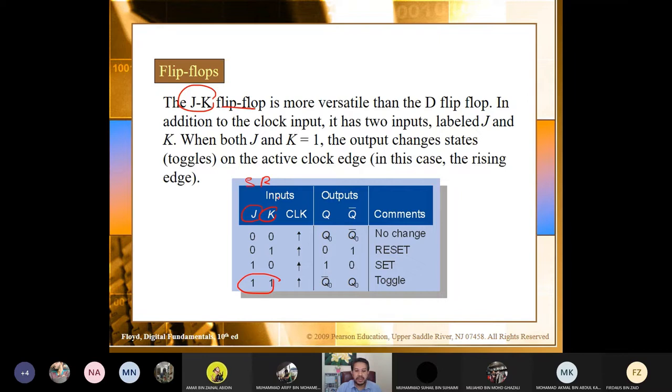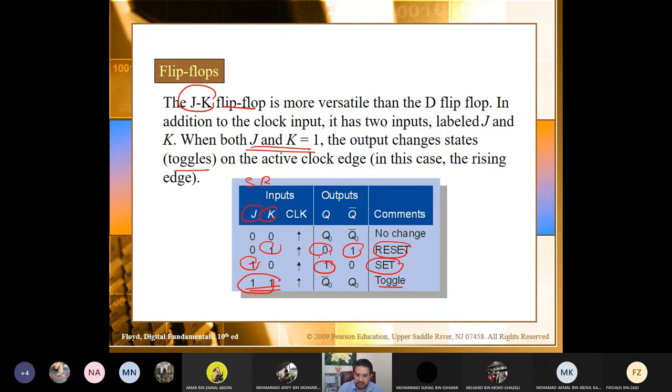So if you go back to the SR latch or SR flip-flop, when both J and K are equal to 1, this is the state that we are interested to see. The output changes state, it toggles. Toggle means that, you know what set is. Set means that it will follow J. So J is almost similar to S in the SR latch. Reset is basically following K. So it will be in the reset.